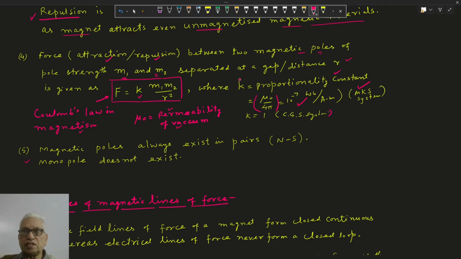Magnetic poles always exist in pairs. So a monopole does not exist. It is always in a pair, so a monopole is not possible.